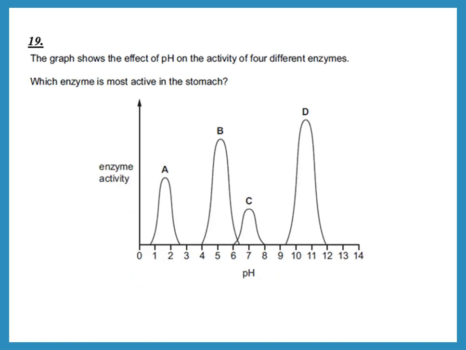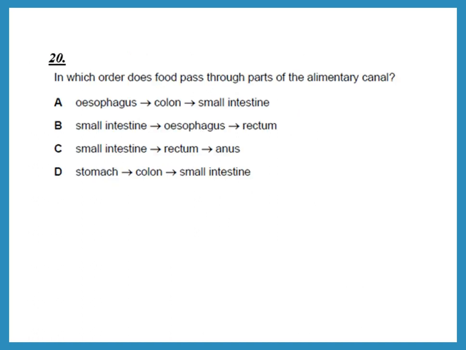The graph shows the effect of pH on the activity of 4 different enzymes. Which enzyme is most active in the stomach? Well, let's see. The stomach, we said, has HCl. What was the pH in the stomach? HCl has a pH of about 2. So the enzyme that is active in the stomach needs a pH of 2. So that is enzyme A, which we know is pepsin.